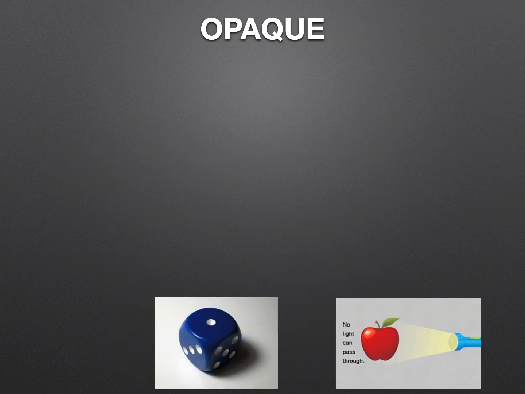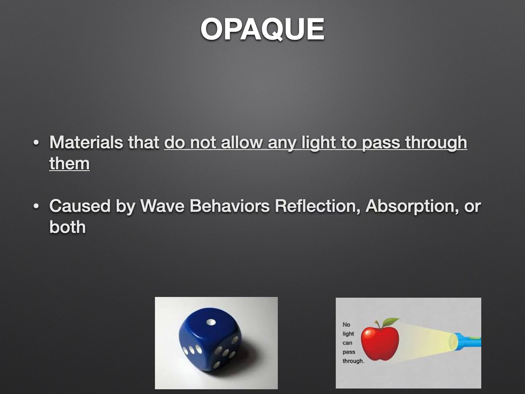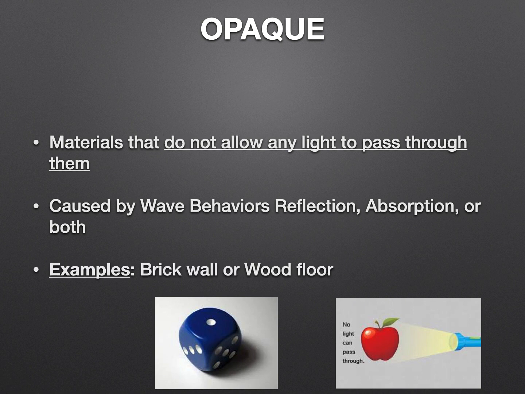And the last type of material is known as opaque. This does not allow any light to pass through. It's caused by one of two things, or both working together: reflection, absorption, or both. Either it's absorbing all, it's reflecting all, or a combination of those two things is happening where no light is getting through. Examples of this would be a brick wall or a wood floor. I have a picture of a dice right there. That dice, you can't see through it. That apple, you won't see through an apple. If you can't completely see through it at all, that would be opaque.